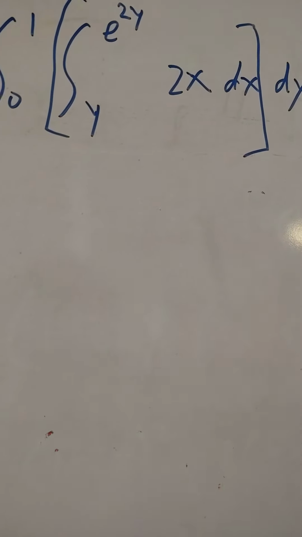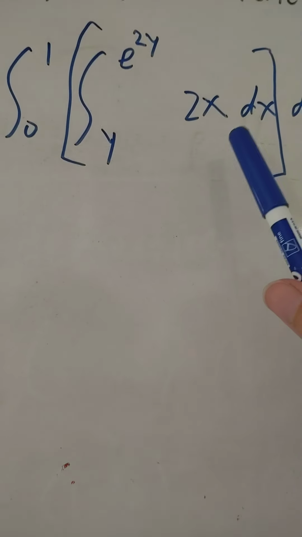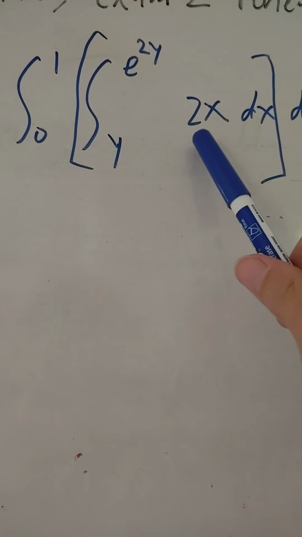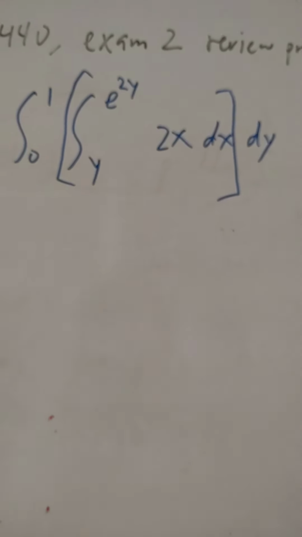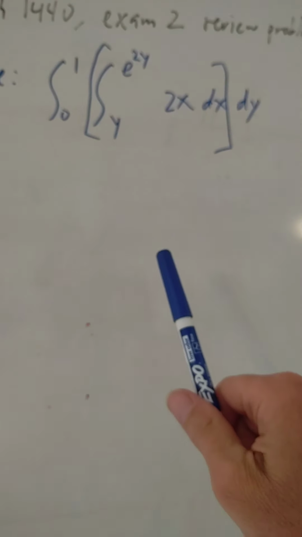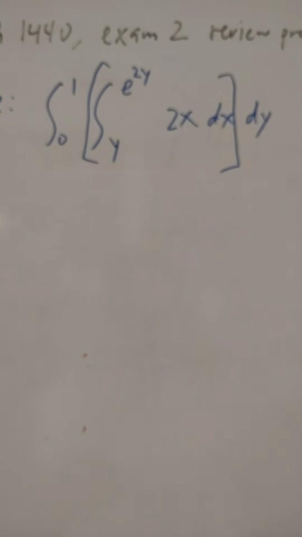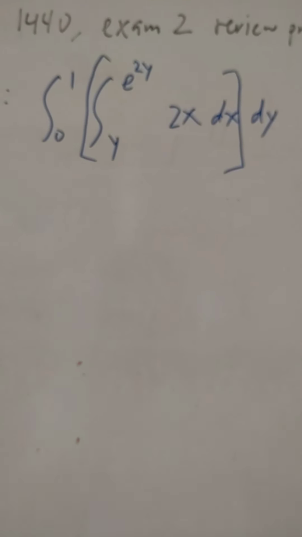Okay, so I've got an option. I can either do this integral the way it is, or if I wanted to, I could pull this constant factor of 2 all the way outside. It really doesn't matter. You'll get the same answer. I guess I'll do it the way it is. So let's do the inner integral first.